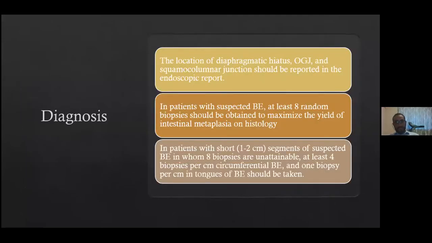Diagnosis, how we diagnose. As I mentioned earlier, the location of the diaphragmatic hiatus or OG junction and the squamocolumnar junction should be reported in the endoscopic report. In patients with suspected Barrett esophagus, at least 8 random biopsies should be obtained to maximize the yield of intestinal metaplasia on histology.